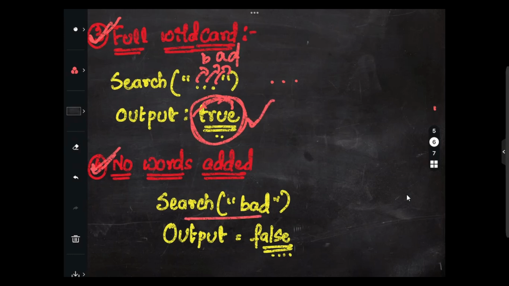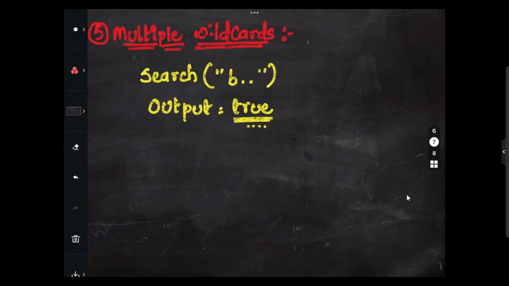Let's move on with the fourth edge case: no words added. In this case, we are doing search of bad. Just for the example's sake, consider we haven't inserted any word yet. Then if we search for bad, obviously we have to go with the output false, because to search, first of all, the word has to be present in the trie. So bad is not present in the trie at all, and we return false.